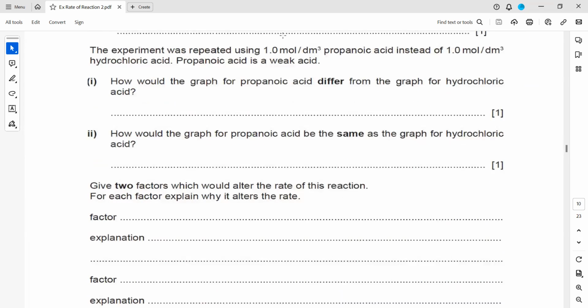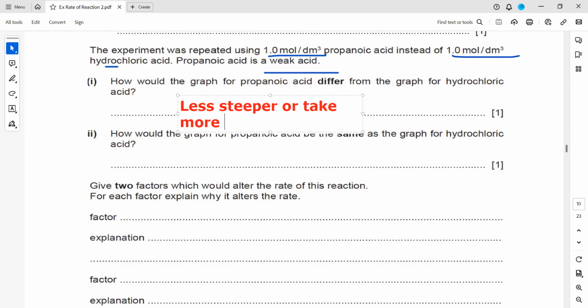The experiment was repeated using 1 mole per dm cube of propanoic acid compared to hydrochloric acid. And propanoic acid is a weak acid. How would the graph of propanoic acid differ? Because a weak acid reacts slower. So what will happen? How will the graph differ? It will be less steep, or it will take more time to complete.